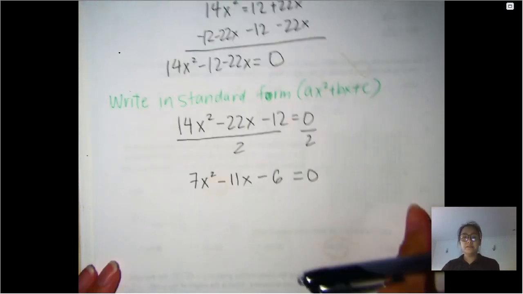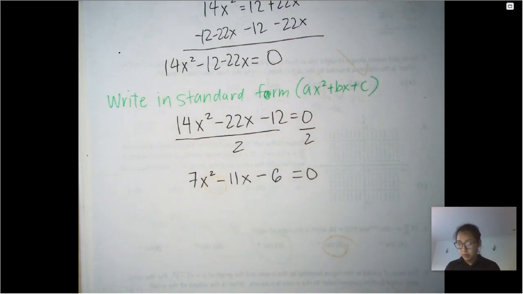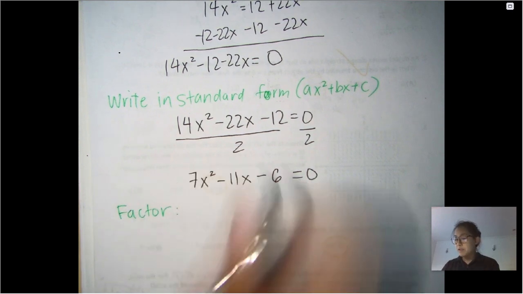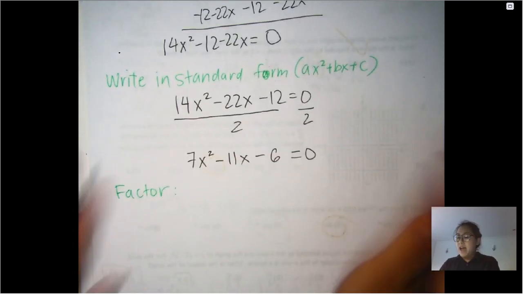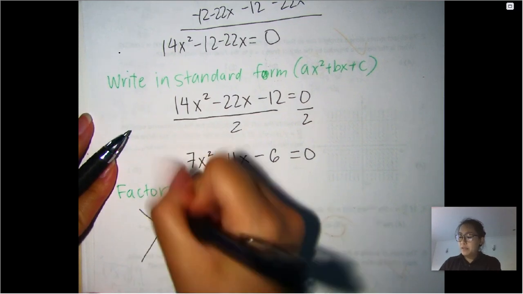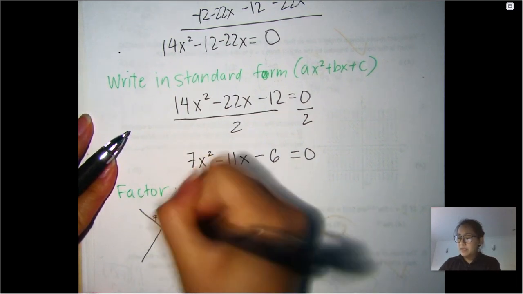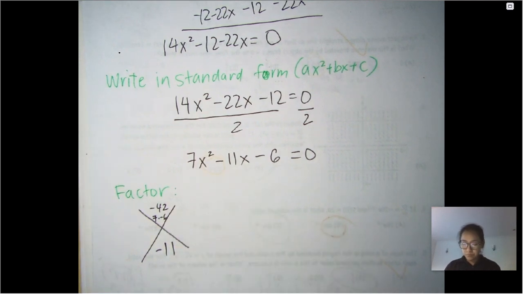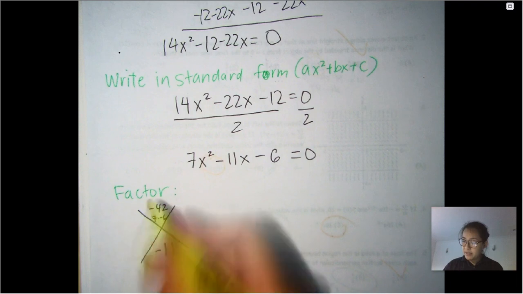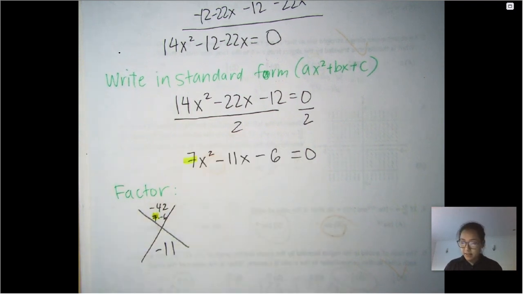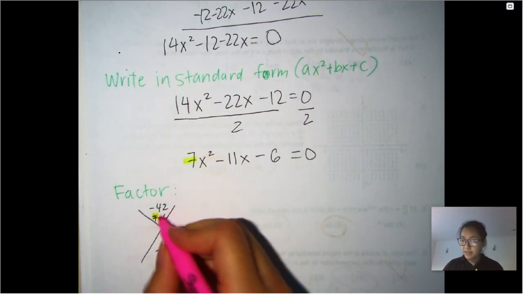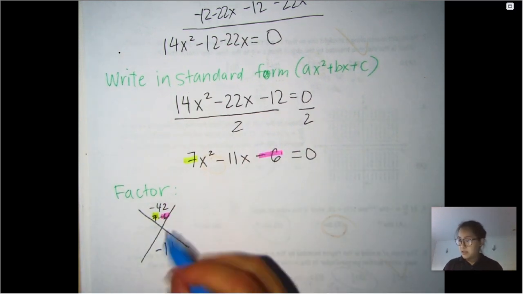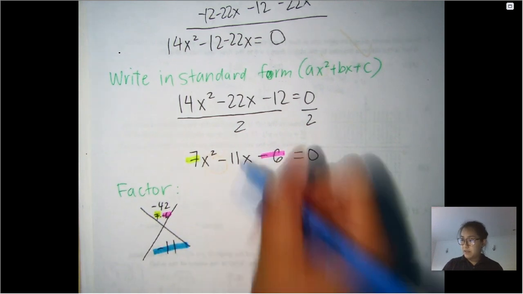Now we check, is this factorable? And so we're going to try factoring. We're going to make our big X. At the top, as usual, we have 7 times negative 6, that's negative 42. At the bottom, we have negative 11. Just to reiterate, the 7 came from the a, the negative 6 came from the c, and minus 11 is our b.